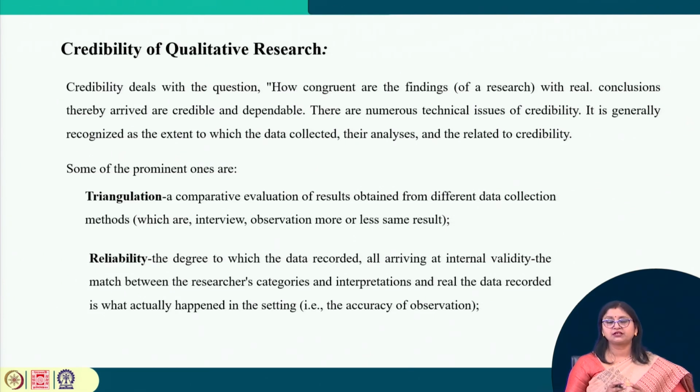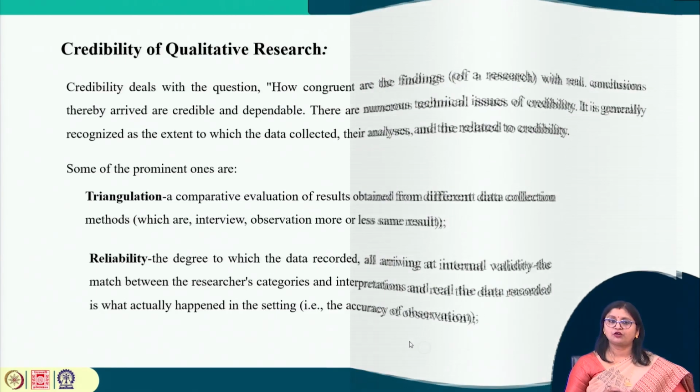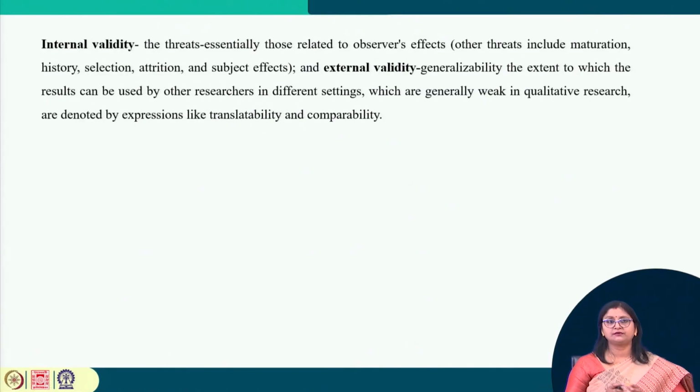The second one is reliability, the degree to which the data recorded are accurate, arriving at the internal validity, the match between the researcher's categories and interpretations and the real data recorded, what actually happened in the research setting. The accuracy of the observation establishes the reliability. Then the internal validity: the threats, essentially those related to the observer's effect. Other threats include maturation, history, selection, attrition and the subject effects.